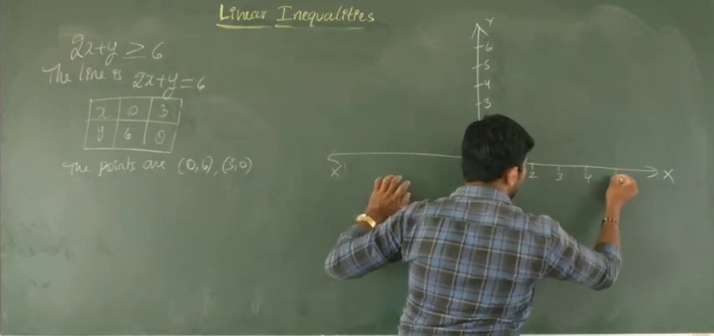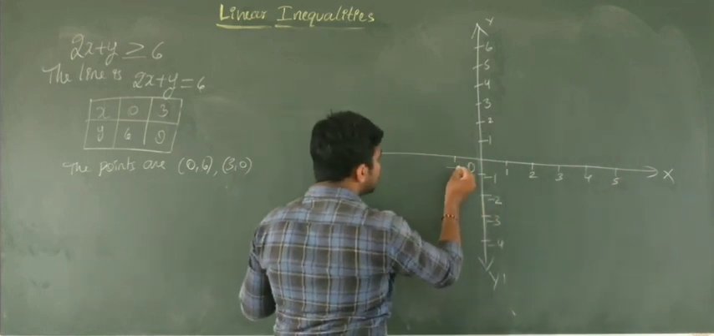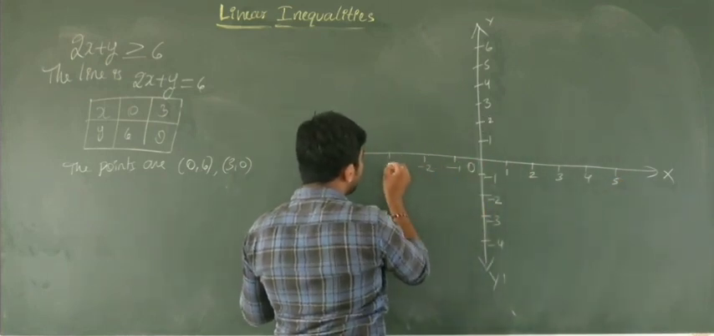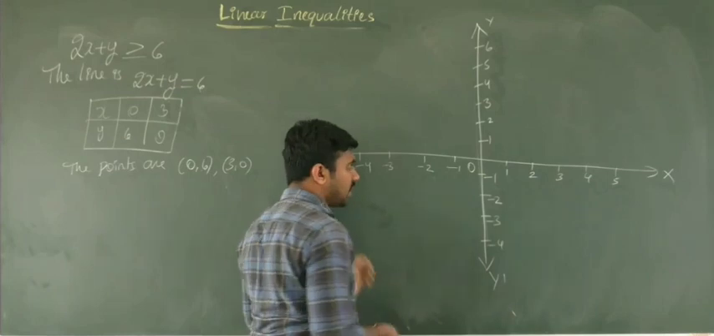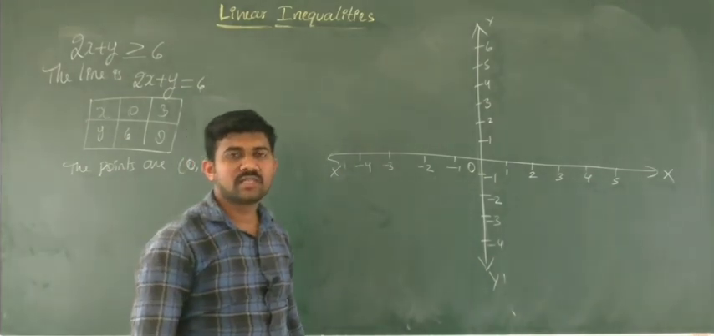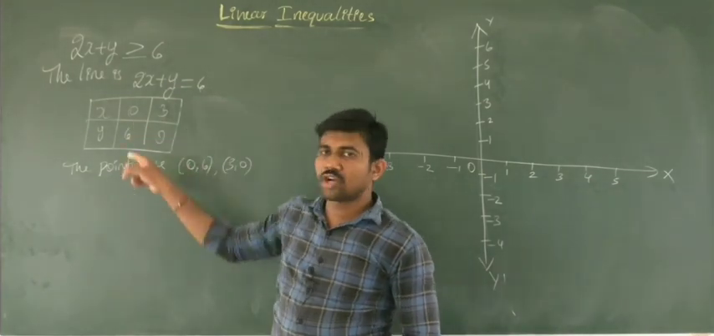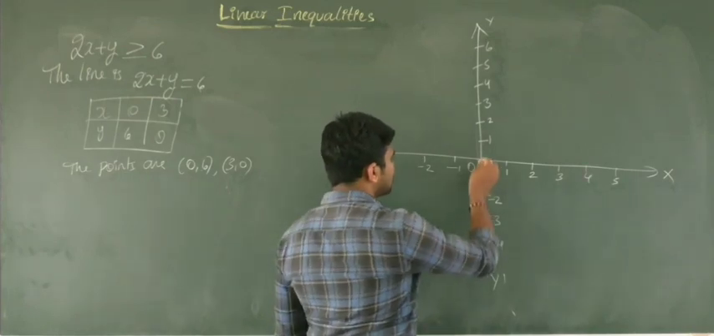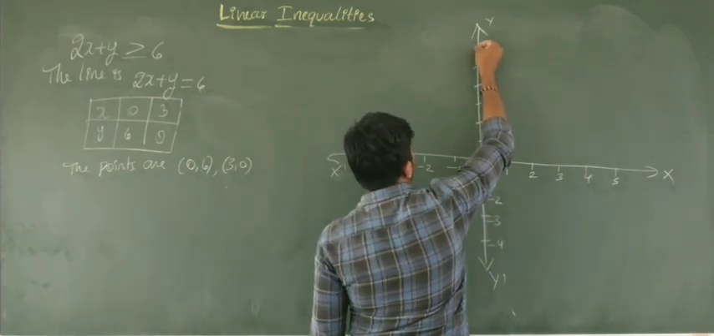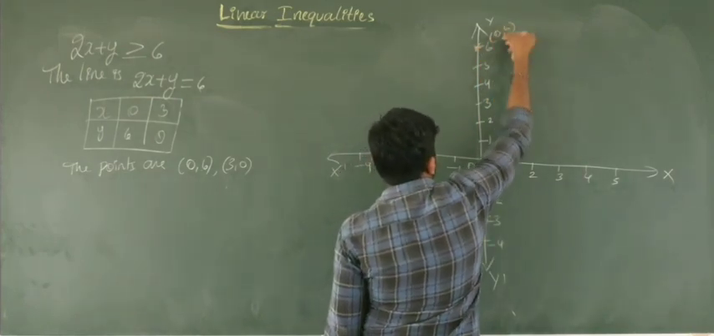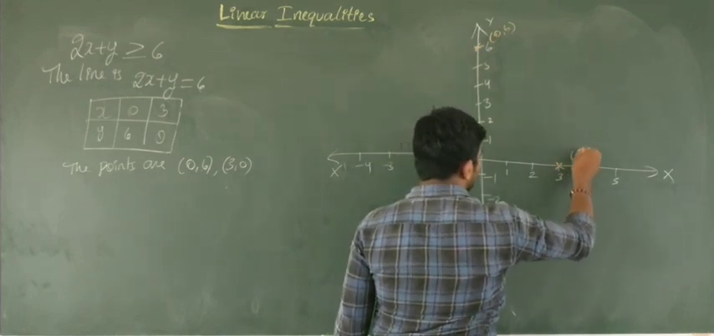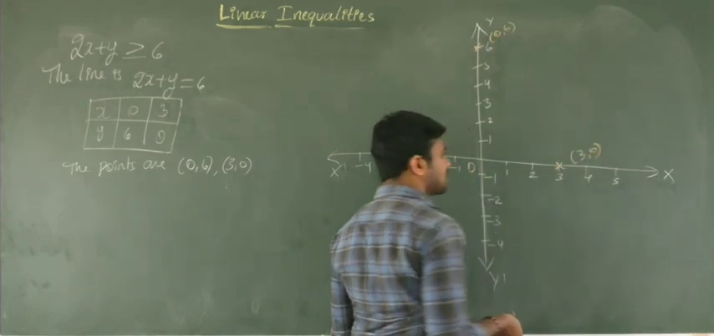Okay, next it may continue like this, -1, -2, -3, -4. Okay, now mark the points. The points are 0, 6 and 3, 0. This point is 0, 6. And 3, 0 is the point which lies on x-axis.